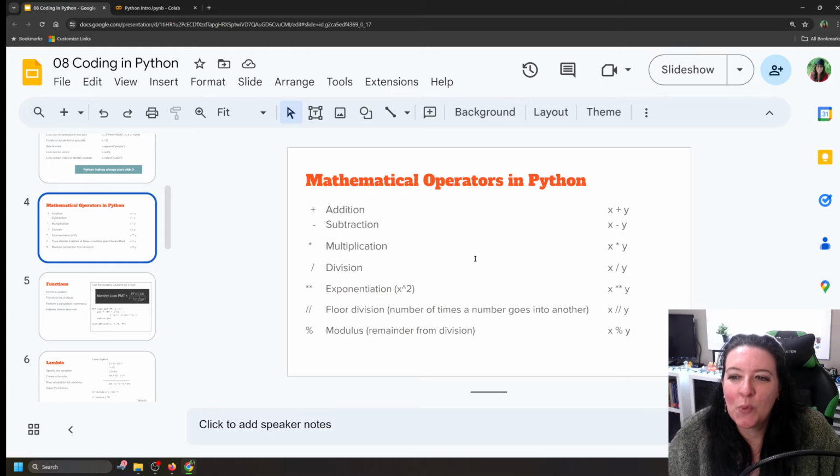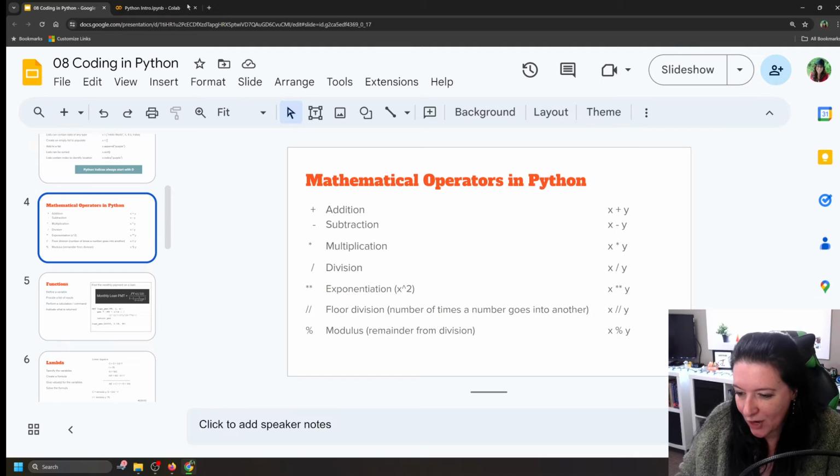Now, if you want the remainder, let's say you did 22 divided by 5. 22 divided by 5 goes in 4 times, so 22 // 5 gives you 4, but you have numbers left over. This is what's called a modulus, the remainder from division. To find that number that's left over, you would use the percentage symbol. So if we wanted to find out what's left over, we put 22, then the percentage symbol, then 5, and we would get that there's 2 left over.